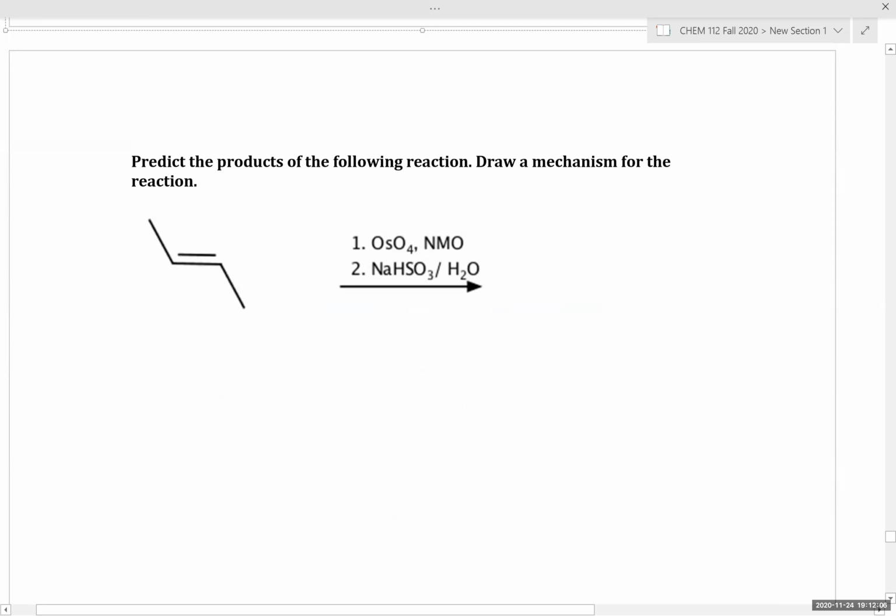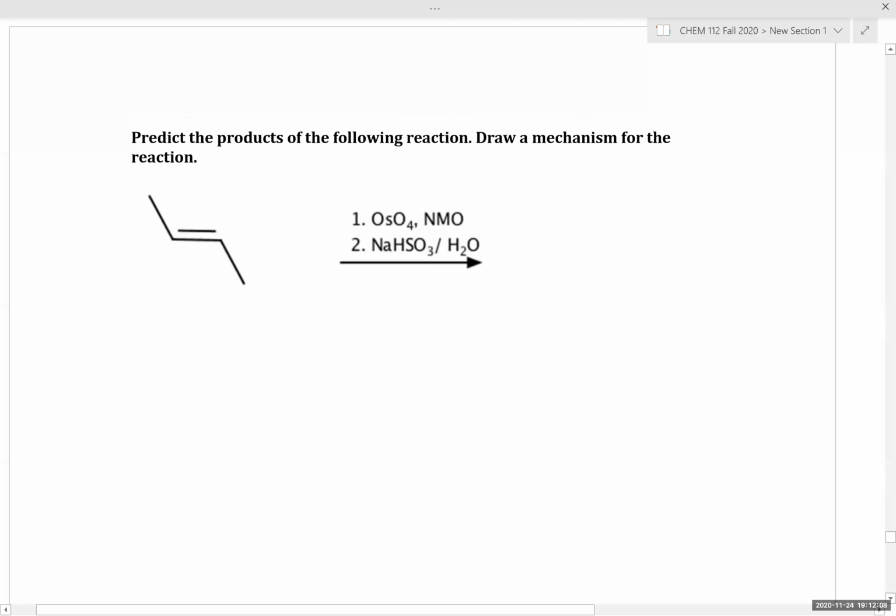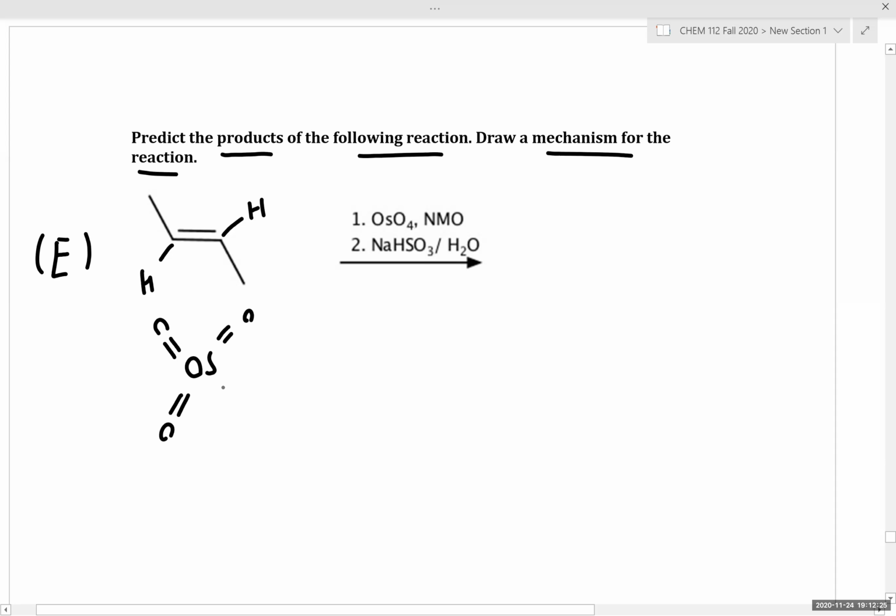So let's do some product prediction. In this case, we're asked to predict the products of the following reaction and provide a mechanism. We're looking at an E-alkene. In this mechanism, osmium tetraoxide is going to associate to our alkene.